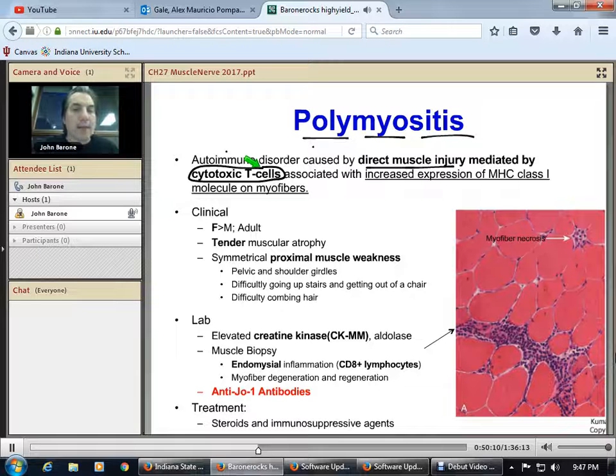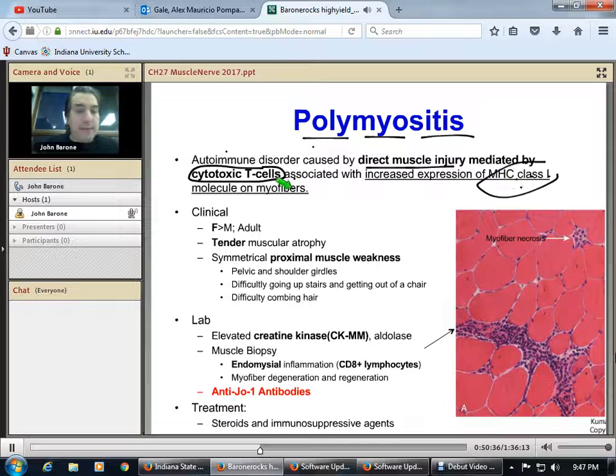are coming in to attack them. They come right in and attack them. So you're going to see in the endomysial connective tissue, that's the connective tissue around each muscle fiber, T cells coming in and attacking it. And the reason is these muscles seem to be overexpressing MHC class 1 antigens.